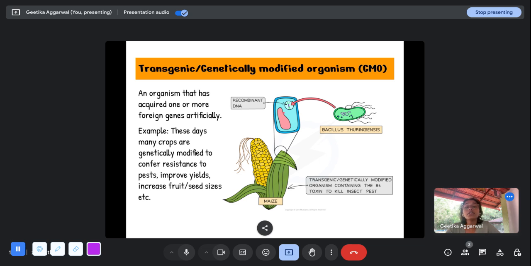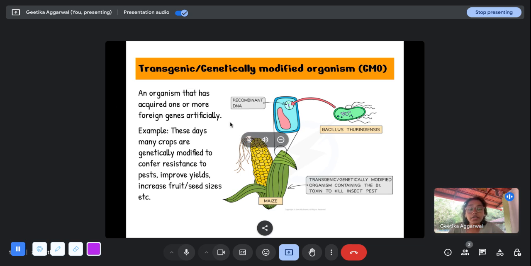Now, talking about transgenic or genetically modified organisms, you might already be aware of the term genetically modified organism because it's very commonly used mostly in terms of the food that we consume, agriculture, produce. So they all talk about GMOs and how the plants that we are consuming or the vegetables that we're consuming are all genetically modified and they might not be good for us and things like that.